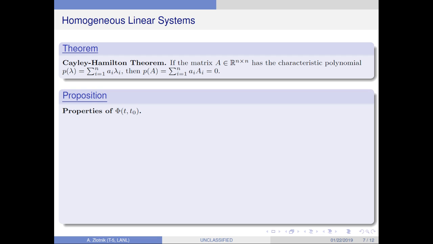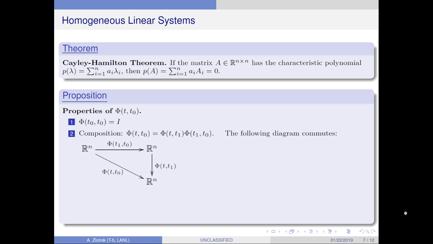So let's now look at some properties of the fundamental matrix. First, at the initial time, the transition between one time t0 and itself is characterized by the identity. Next, there is a composition property. The fundamental matrix satisfies this transition semigroup property. That is, the diagram commutes, where the transition of the state between time t0 and t is given by the application of the fundamental matrix from t0 to t1, followed by the application of the transition matrix from t1 to t.